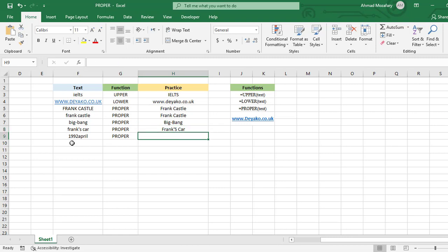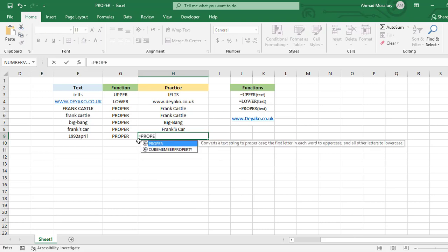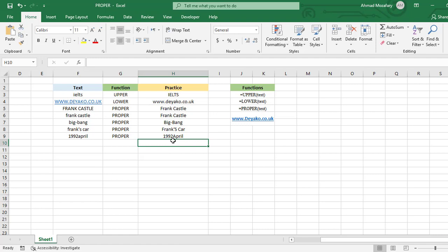Next one is 1992 April. Let's try. Proper. F9, and you see A in the 1st of April is capitalized, because a number is considered a separator too.